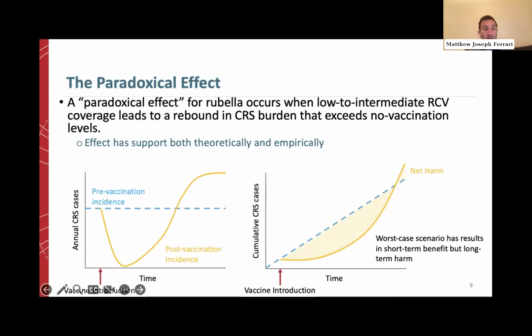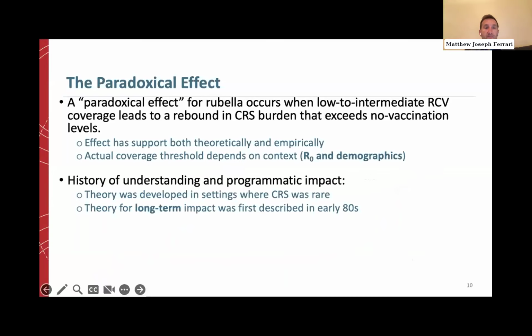And that's always been the concern, and that was the concern on which the older policy was based. And so while the theory on this is robust and very well supported, the actual coverage threshold to prevent a future paradox or prevent the net benefit depends on the epidemiological and demographic context in any given country. And our empirical understanding of that has been progressing over time.